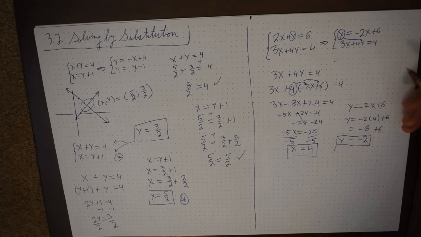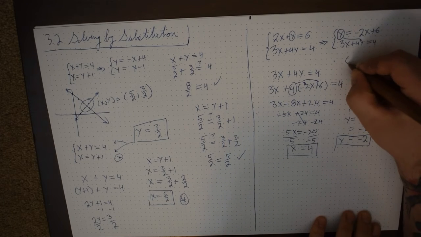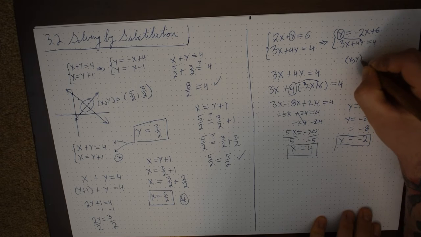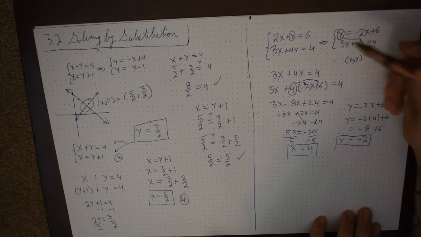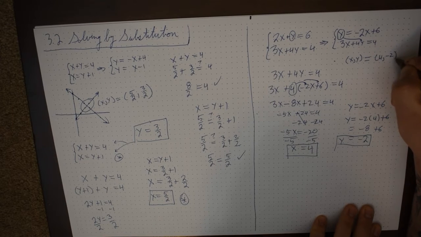So that means the point, and remember solutions to systems of equations are points, the point x, y, that makes both of these statements true, or you could think of that as the point of intersection of these two lines, is the point 4, negative 2.